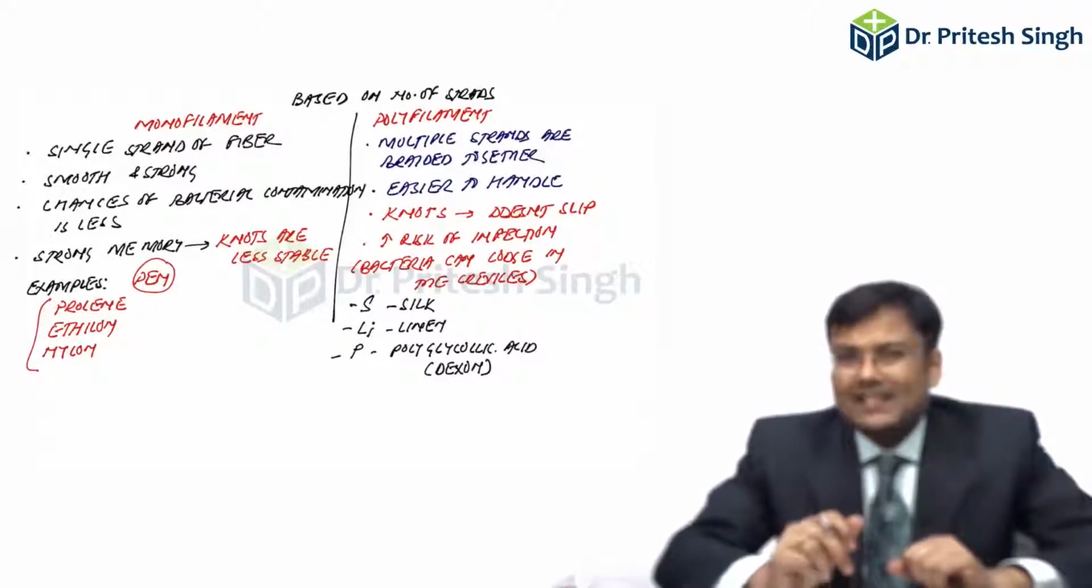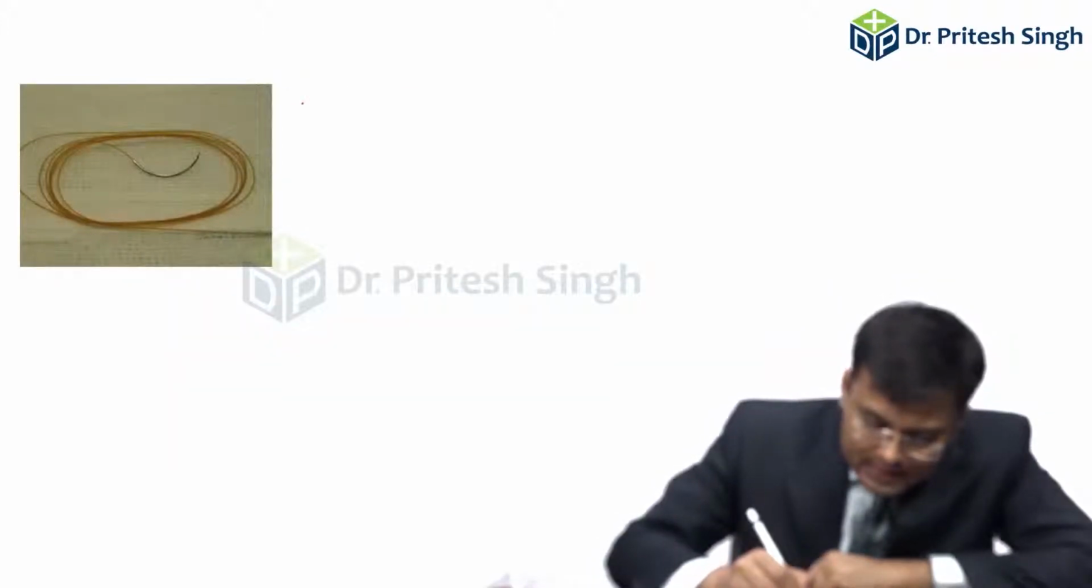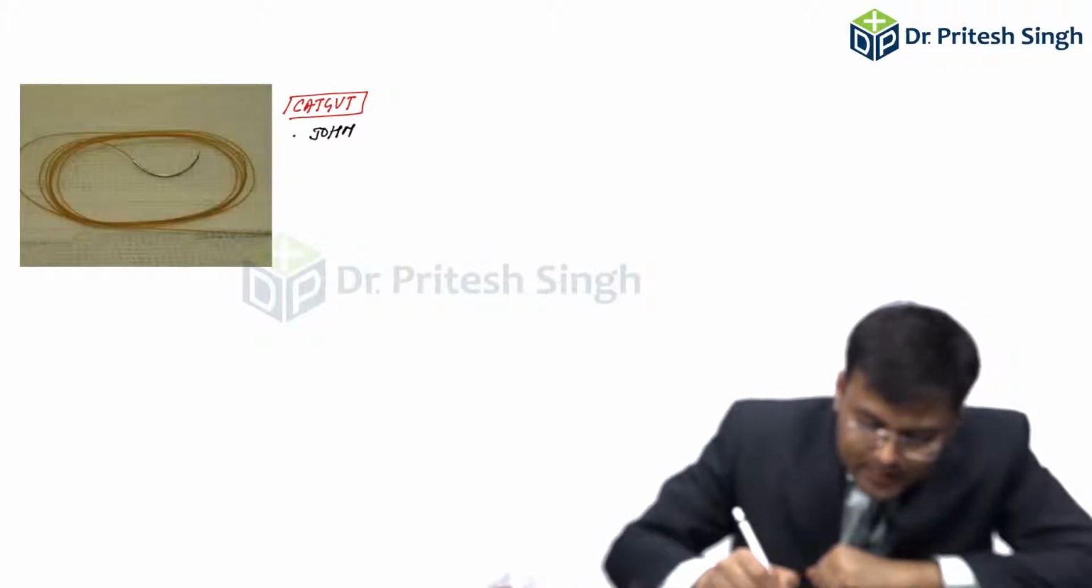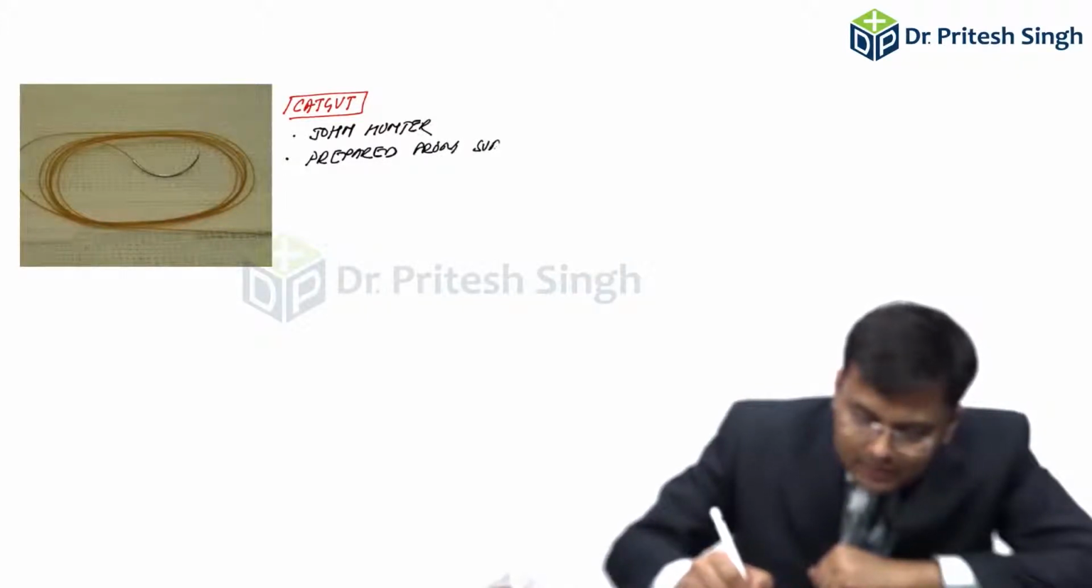First of all, catgut. So you can see that this is catgut. Now a question is asked, catgut is not from a cat. Be careful, catgut is not from a cat, it is prepared from sheep gut. So 2-3 questions are asked: who discovered catgut? It was discovered by John Hunter. It is prepared from the submucosa of sheep's ileum.